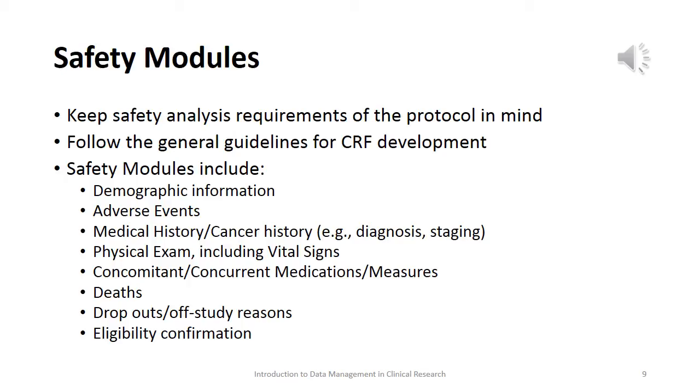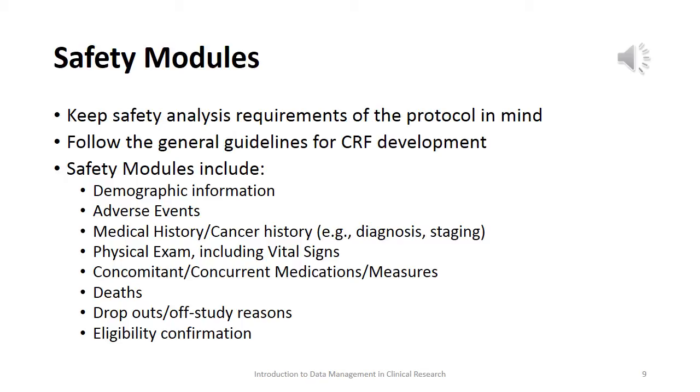For some trials, it may include ECG data, such as a QTC interval reading at or above a certain level. That may be a key safety threshold that once the patient gets close to it or gets over it, we need to do some serious evaluation of whether or not that patient should continue in the trial. We also are going to make sure that we follow the general guidelines for CRF development, those guidelines that we've talked about earlier. Some of the safety modules are going to include demographic information.